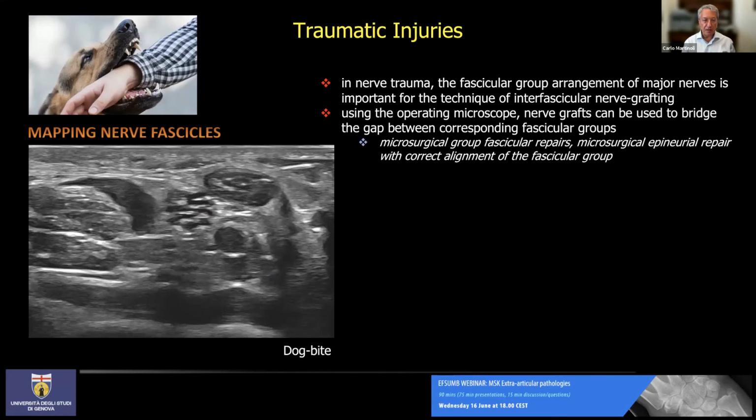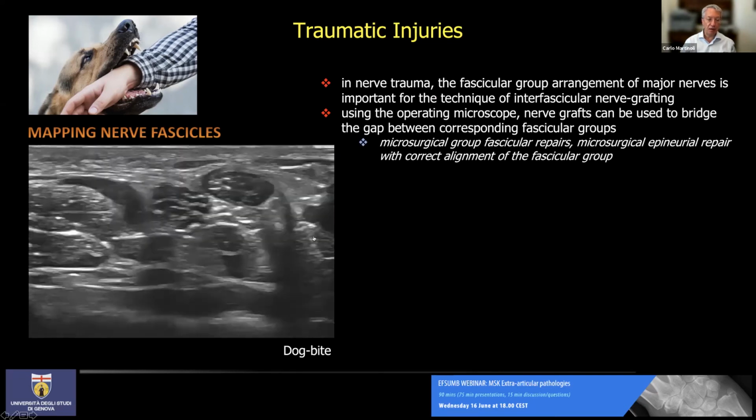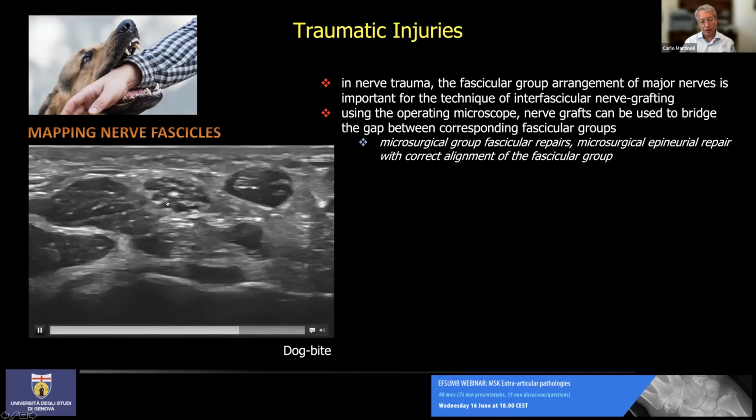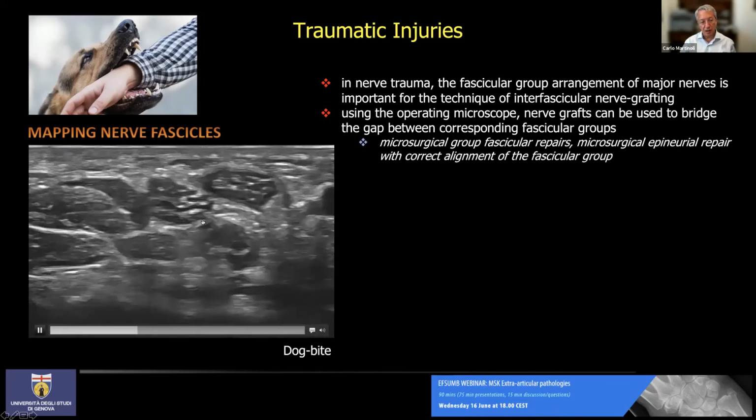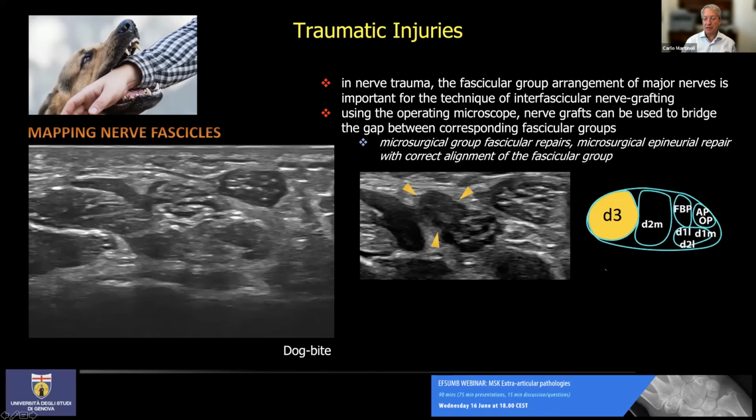In some instances, in penetrating injuries, you may have involvement of some of the fascicles of the nerve, whereas other ones are spared. This is a case of a dog bite. You see the median nerve at rest, and you see some of the fascicles affected with a neuroma. You can define the amount of the fascicle. In this case, approximately 20% of the fascicles are affected. And based on fascicular mapping, you can also understand the territory of distribution of these fascicles.